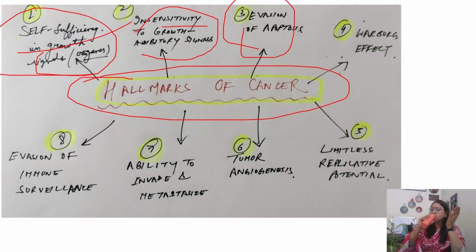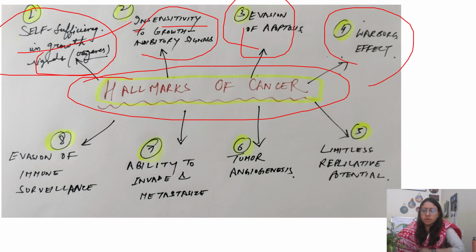Then you have your Warburg effect. So Warburg effect is related to your nutrition of the tumor cells. In this, there is a high intake of glucose, and glucose is converted to lactose by the glycolytic pathway, and so that serves as nutrition to the tumor cells.